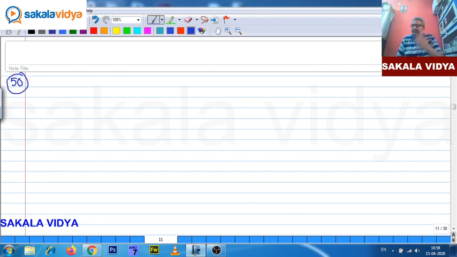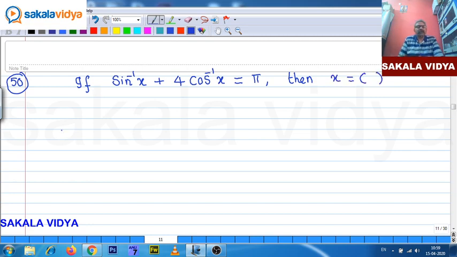Question number 50. If sin inverse x plus 4 cos inverse x equals pi, then x is equal to: first option is 1 by 2, second is 1 by root 2, third is root 3 by 2, fourth is 1.